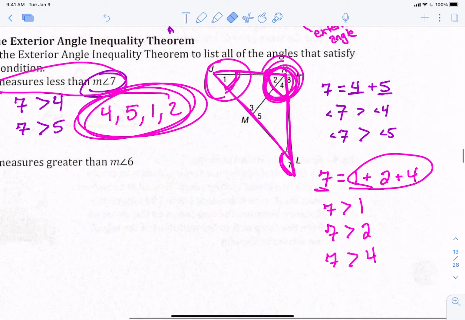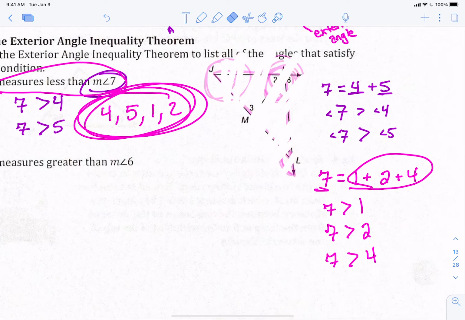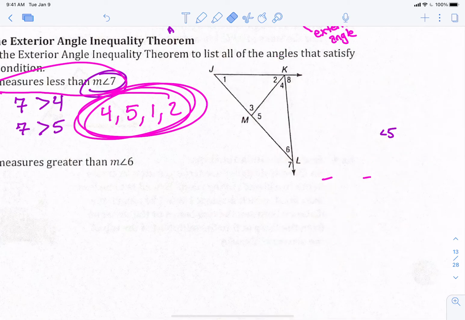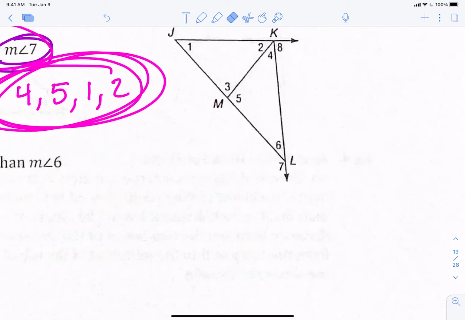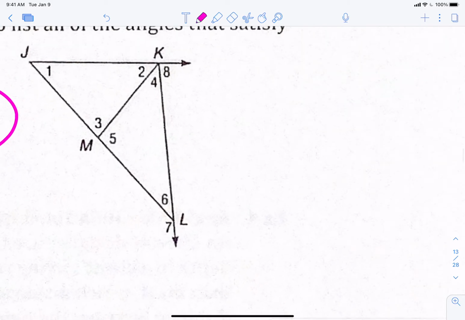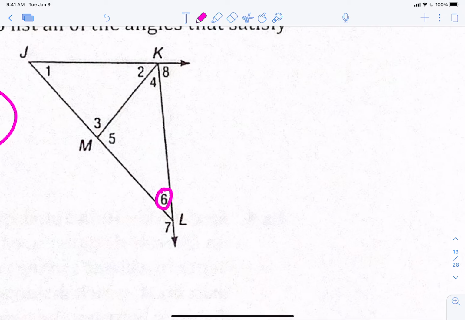All right, the next word: measures that are greater than angle 6. Okay, I'm going to erase all my stuff. I need to find a different color. Angle 6 is this guy right here. Okay, how many triangles does angle 6 involve? 2. Okay, let's talk about this smaller one.